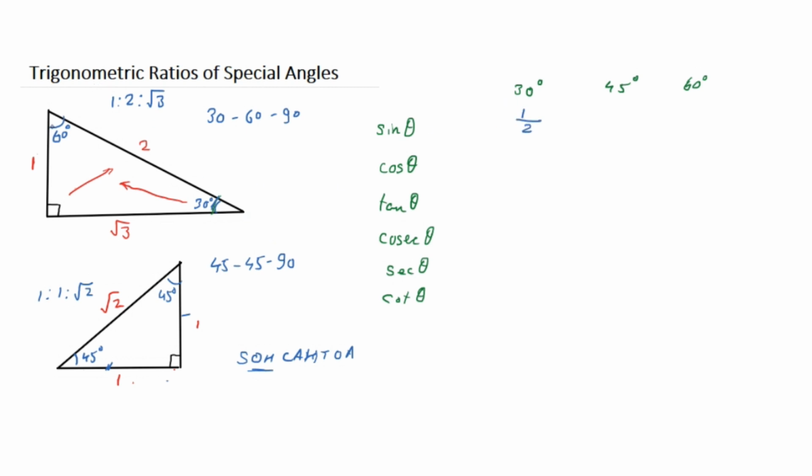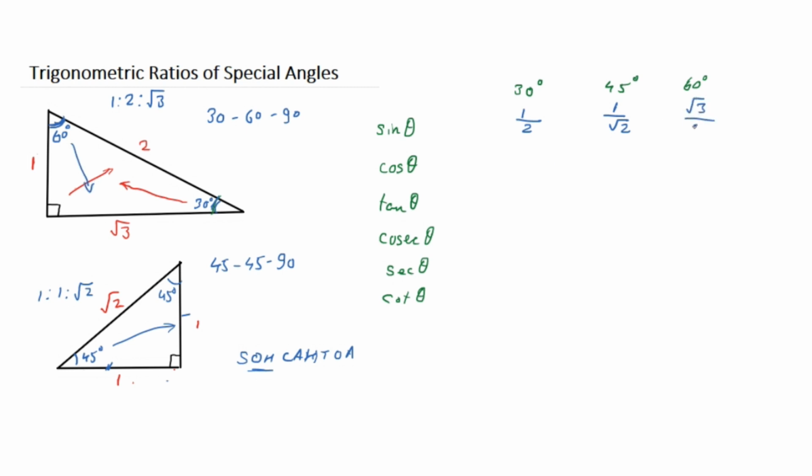Sine of 45. So if we look at the 45, 45, 90 triangle, it's again any 45-degree angle you take, the side opposite to that. So the side opposite to that is 1 over the hypotenuse, which is root 2. Sine of 60, coming back to the 30, 60, 90 triangle. Now if we are taking the 60-degree angle here, then the side opposite to that is going to be root 3 over 2.